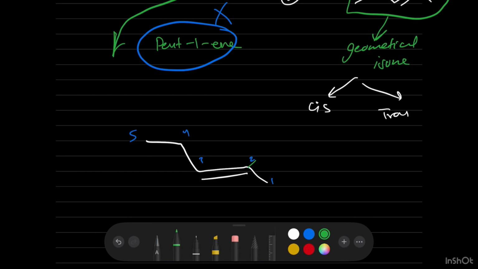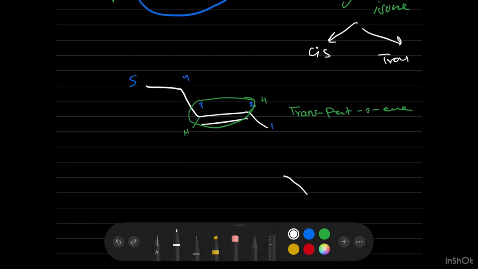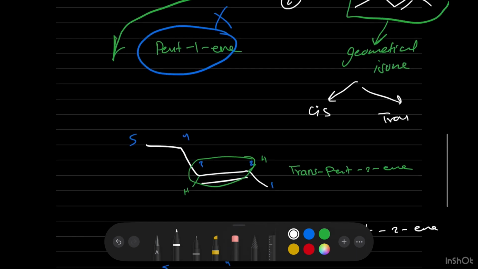Since you have 2 hydrogens that are diagonal to each other, trans, I can call it a trans pent. The double bond is between the second and the third carbon, so we can say it's 2-ene. This is the cis: 1, 2, 3, 4, 5, and it's called cis pent-2-ene. So this compound contains geometrical isomers, cis and trans to each other.